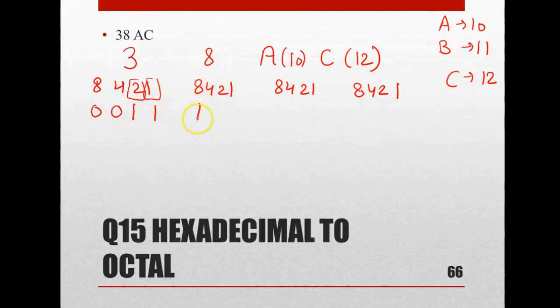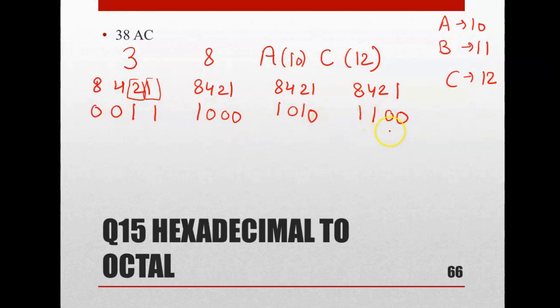Then for 8, directly 8 is coming, so this is 1 and the rest is 0. Then A is there, which is 10, so 8 plus 2 is 10. So this is 1 and this one is 1. Then C is 12, and 8 plus 4 is 12 only, so these two are 1 and then 0. So these are the converted digits, and now you have to convert it into octal form.